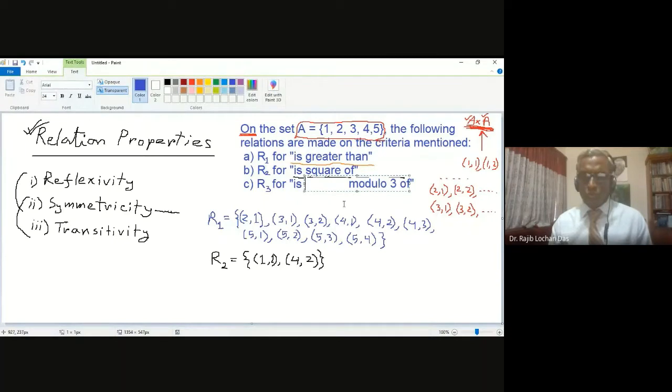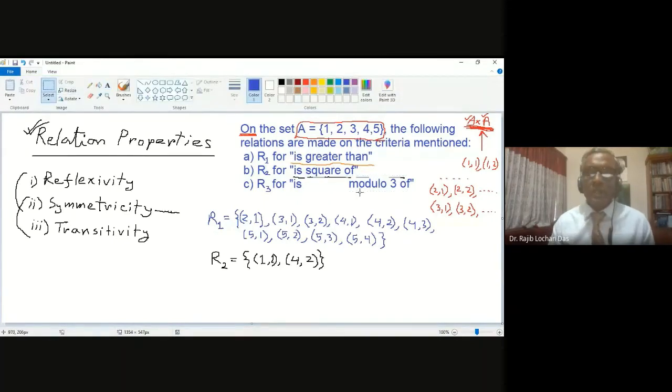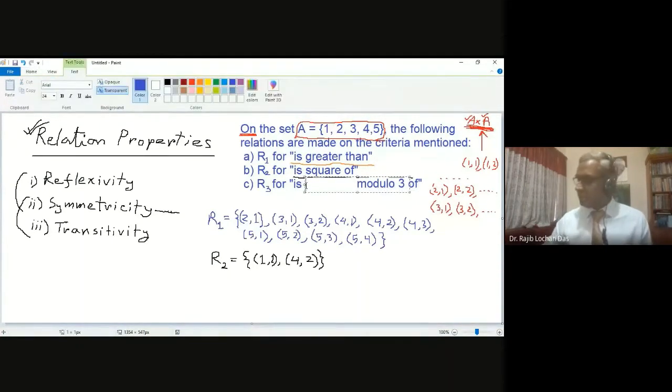So it should be written like: is congruent modulo 3 of. So let me write it down. R3 will be the relation with this criteria. What is that criteria? Congruent. The criteria is called congruent modulo 3 of. So I will explain this now and then you will understand.